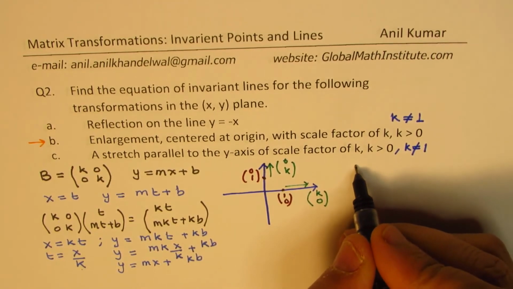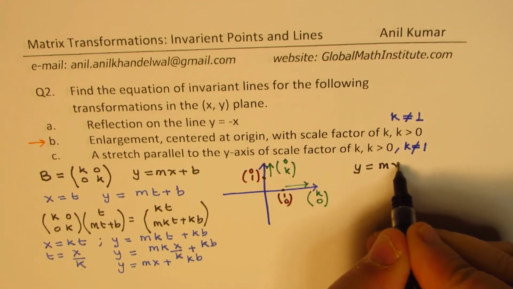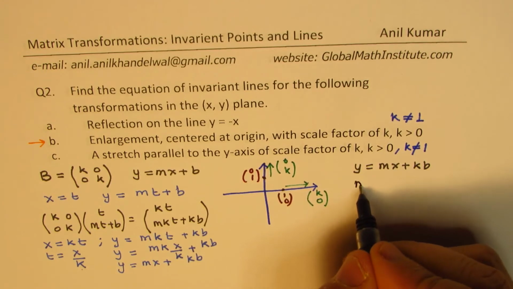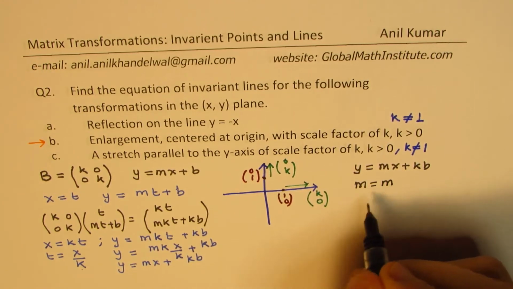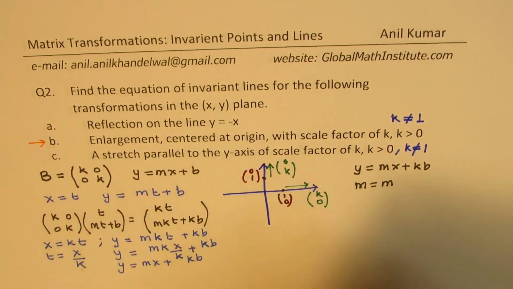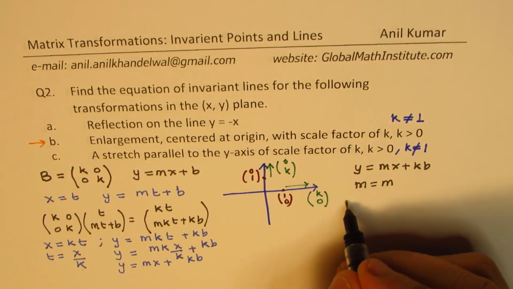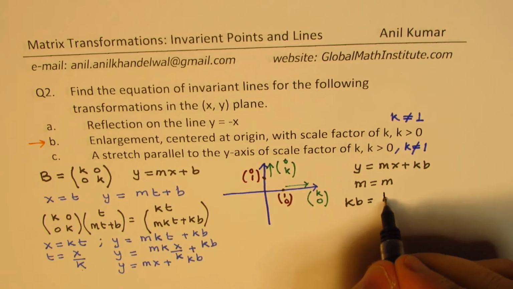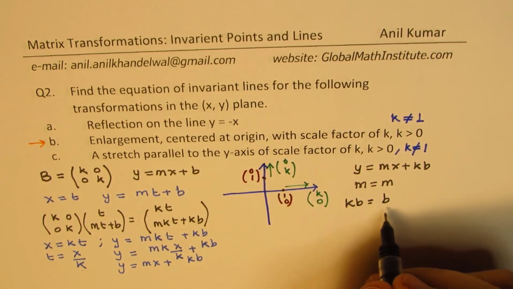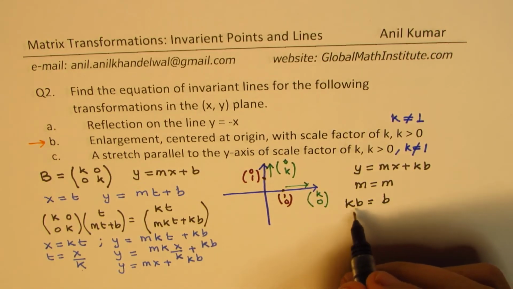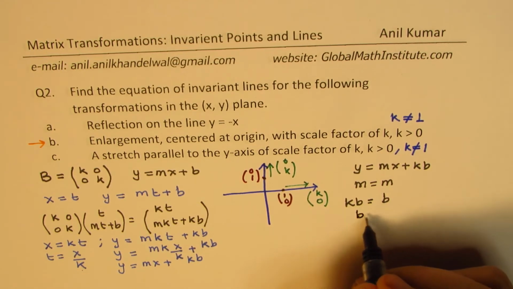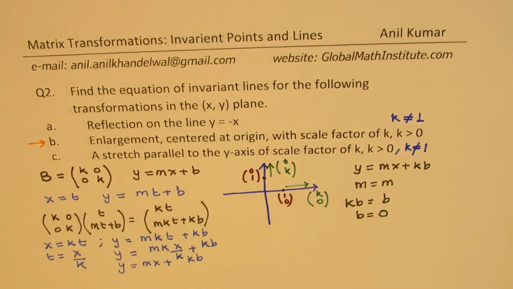So we have y equals mx plus kb. If you compare the slope, m equals m, so that is true for all m. For the y-intercept we get kb equals b, and this is only true for k equals 1 or b equals 0. So that means b equals 0. Is that clear to you?